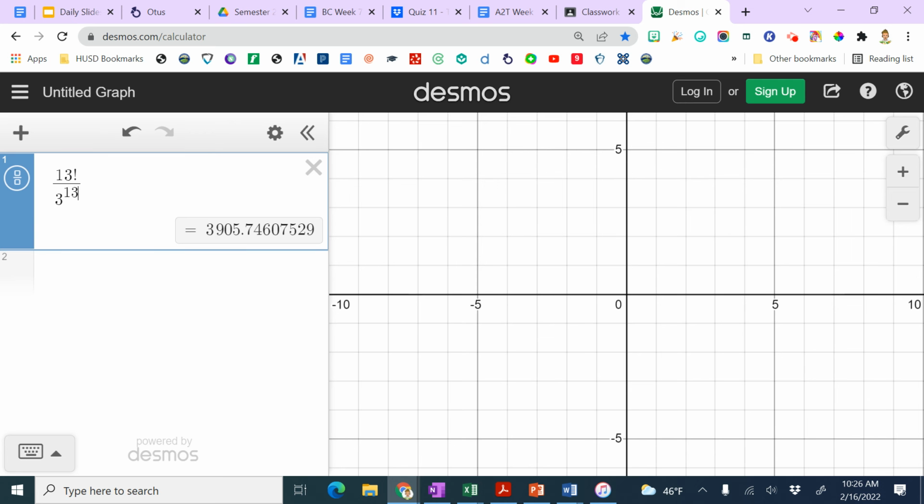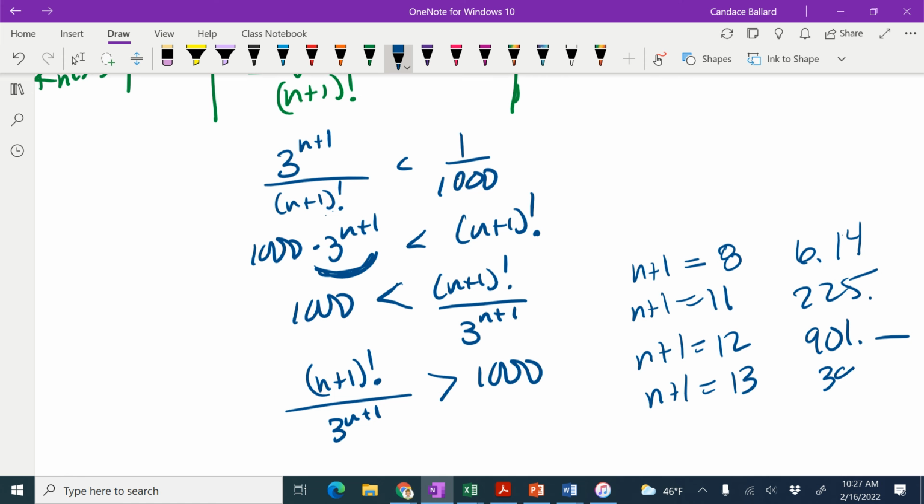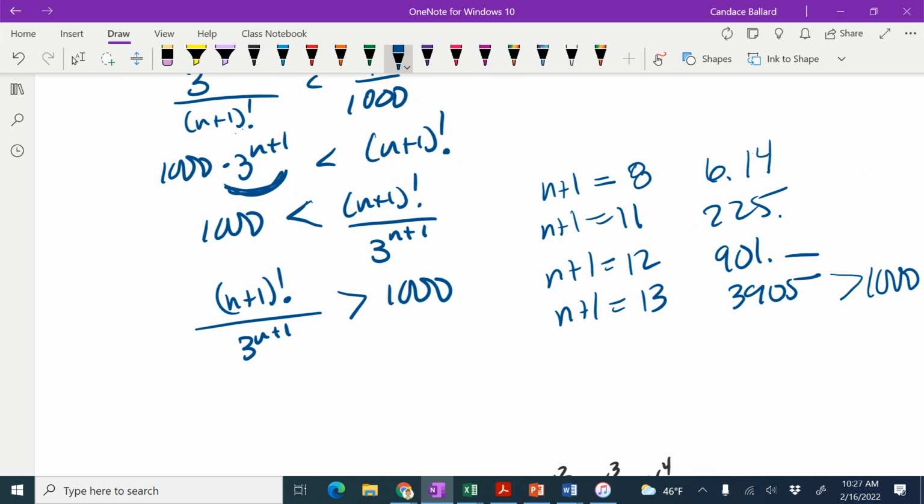Okay, so now that's like 3905. Let's try that. So it's 3905. Okay. Which this is definitely greater than 1,000. All right. Here's the deal, though. This is what we get when we have n plus 1. So what's the actual n value? 12, right? So I really put 12 in. The n plus 1th term ended up making it 13 as my exponent. Okay. So if my n is equal to 12, then we will get an answer that is over 1,000.